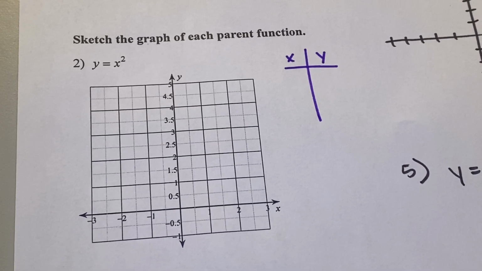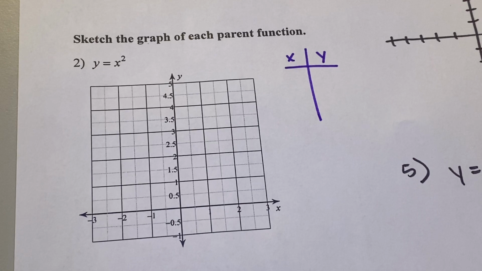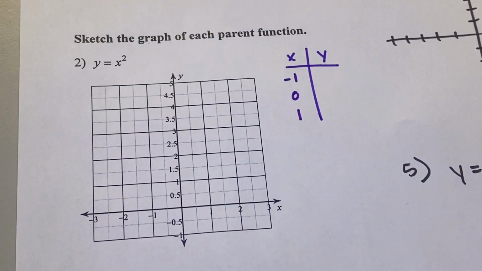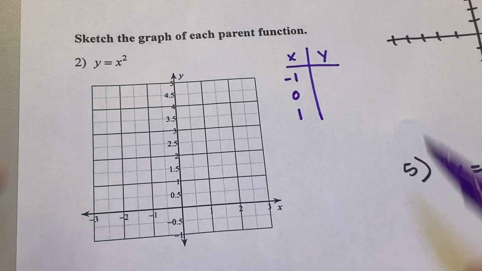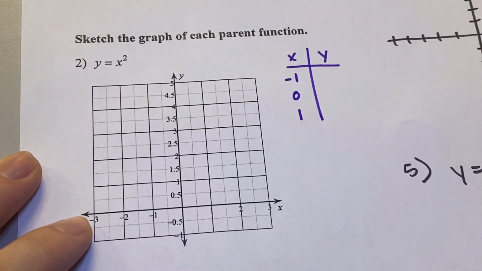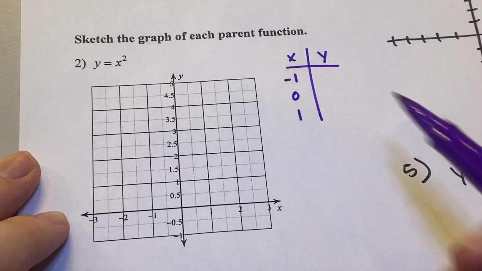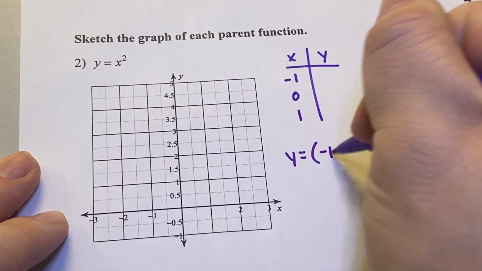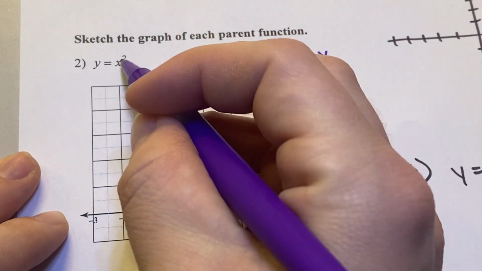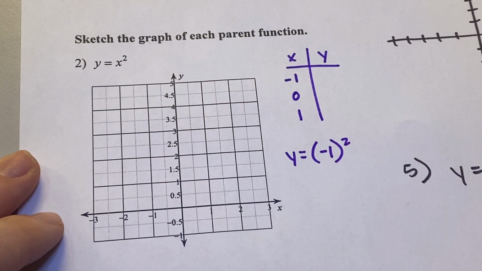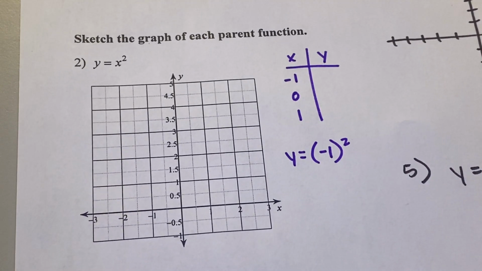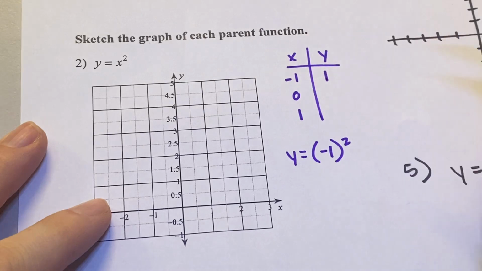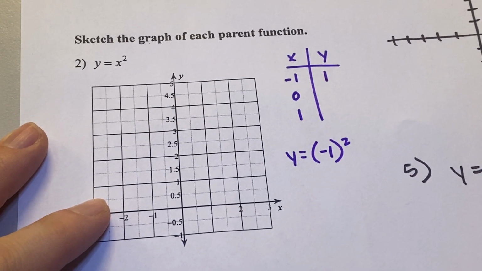Okay, now when giving yourself a table, you're just choosing numbers to input, meaning let's try these numbers. We're gonna plug them in and see what we get for y. Okay, well if I plug in -1, that's gonna give me y equals -1 squared. I just plugged it in for x. Tell me, what is -1 times -1? 1. Positive 1. So we get a positive 1 for y when we plugged in a -1.